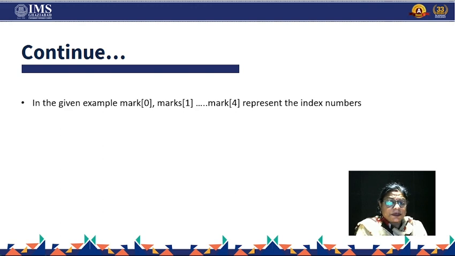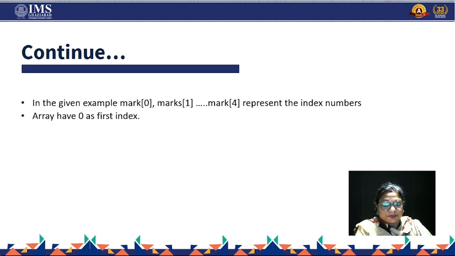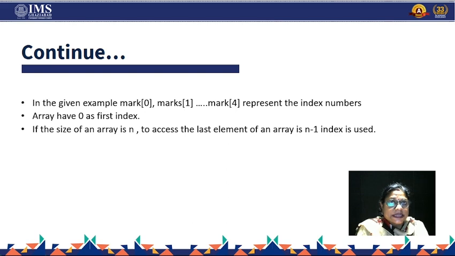In the given example, mark[0], mark[1], mark[2], mark[3], mark[4], these numbers are known as the index number or the subscript. We can access our element through the index number. The first index is 0, which is the base address or base index, and it is the smallest index in our array. If the size of an array is n, to access the last element of an array, the n minus 1 index can be used.